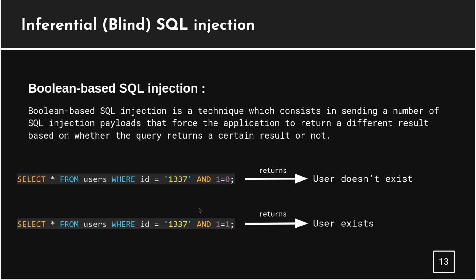But another example that proves to be actually dangerous is that we can ask the database if the first character of a user's password is A, then B, etc., until we get a positive response, and we can do the same thing with the next character and so on.